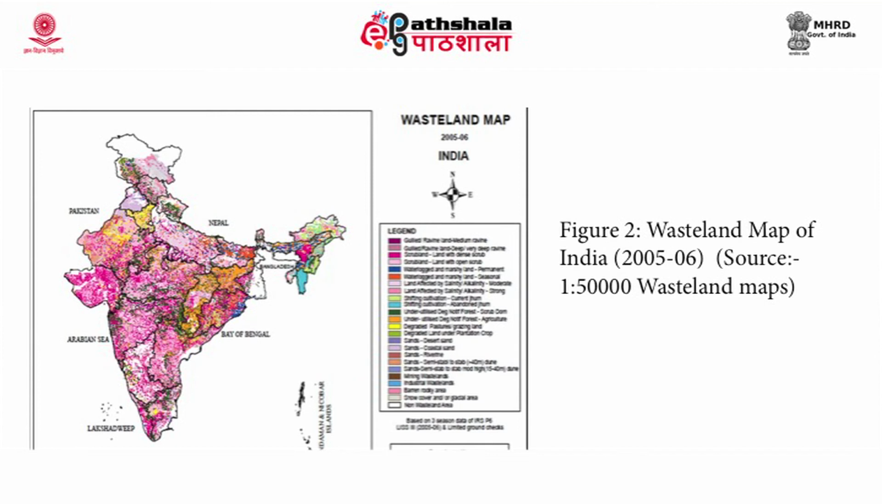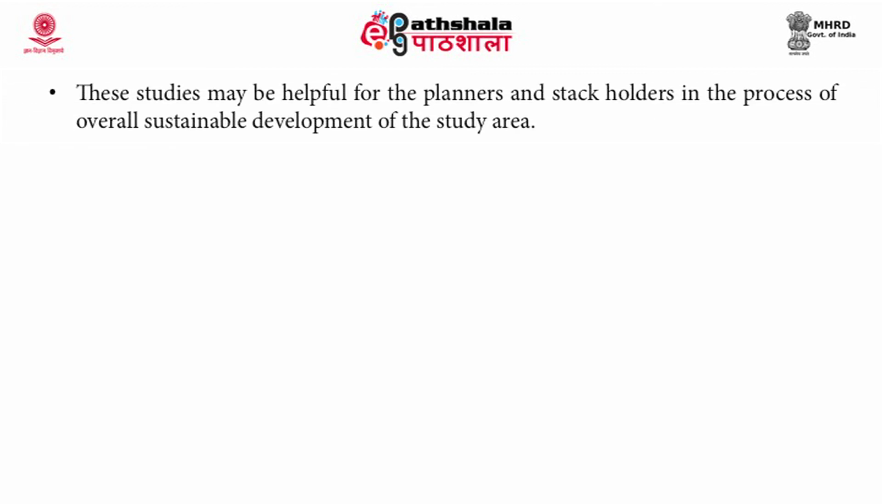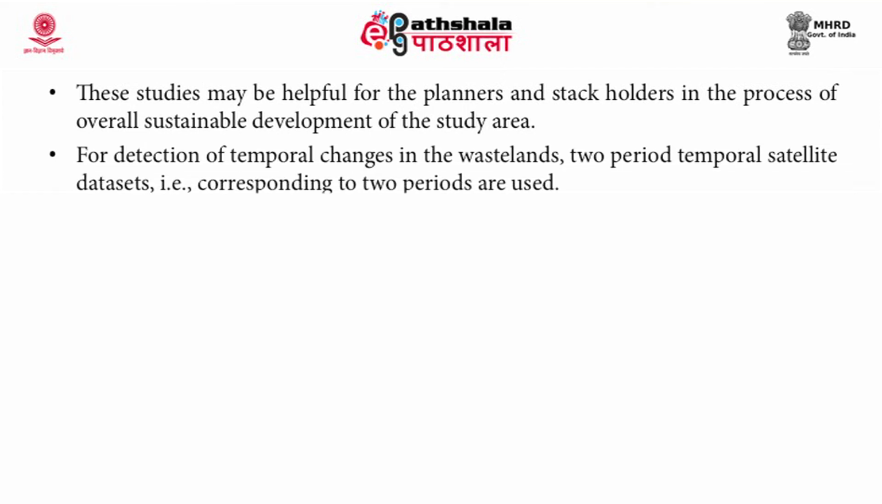So this figure shows the wasteland map of India that was prepared on a scale of 1:50,000 by the National Remote Sensing Center under the Indian Space Research Organization. This map shows all the 13 classes with their subdivisions at various places in the country. These studies may be helpful for planners and stakeholders in the process of overall sustainable development of the study area. For detection of temporal changes in the wasteland, two period temporal satellite data sets, that is, corresponding to two time periods, are generally used.